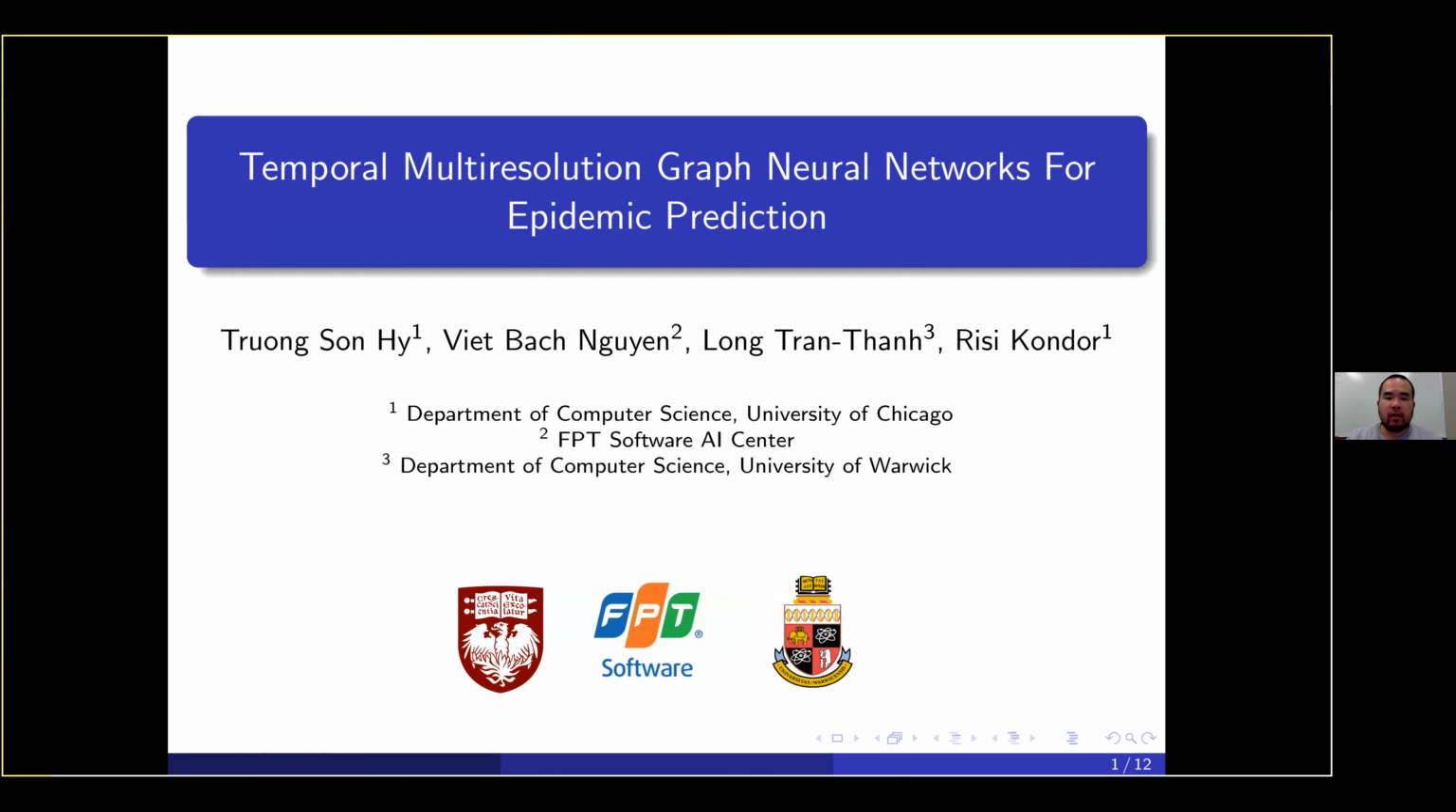It is my great honor to present our paper, Temporal Multiresolution Graph Neural Networks for Epidemic Predictions, in the Healthcare AI and COVID-19 workshop at ICML 2022.